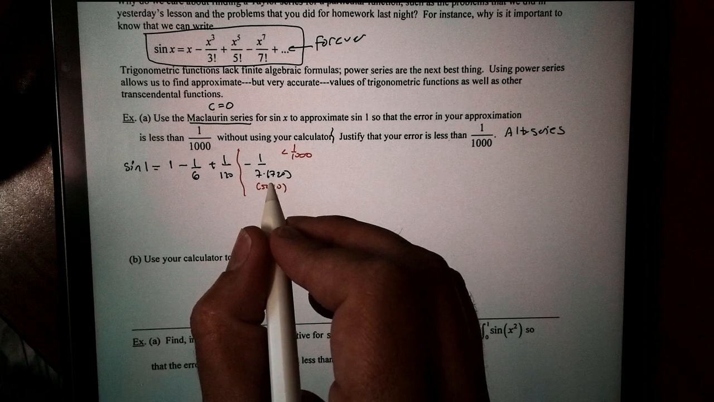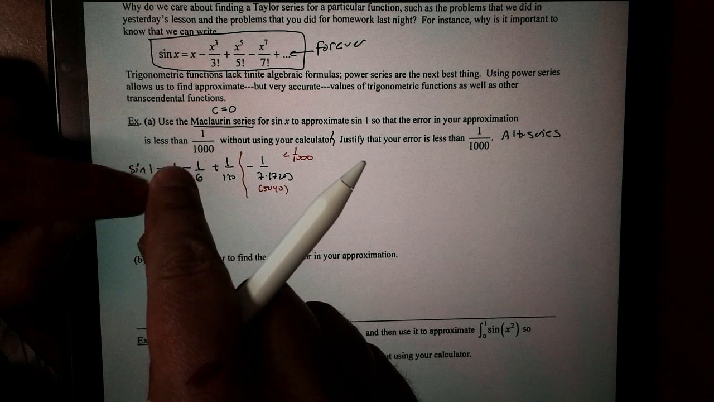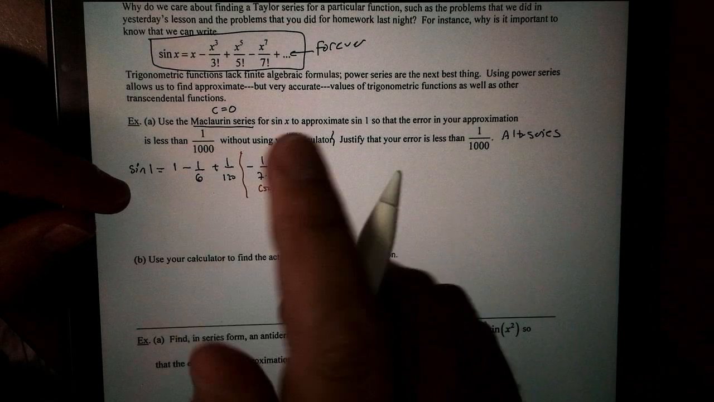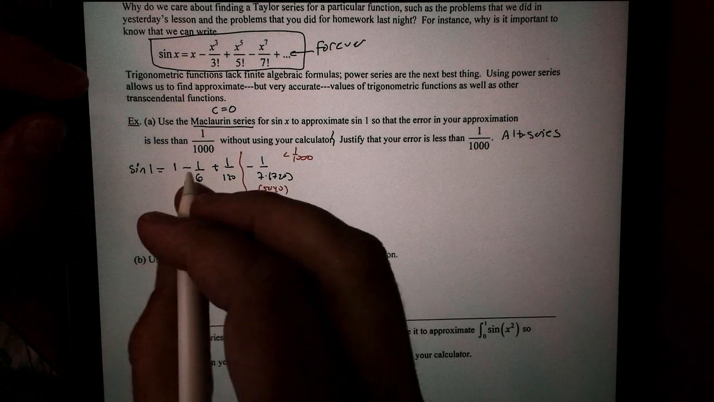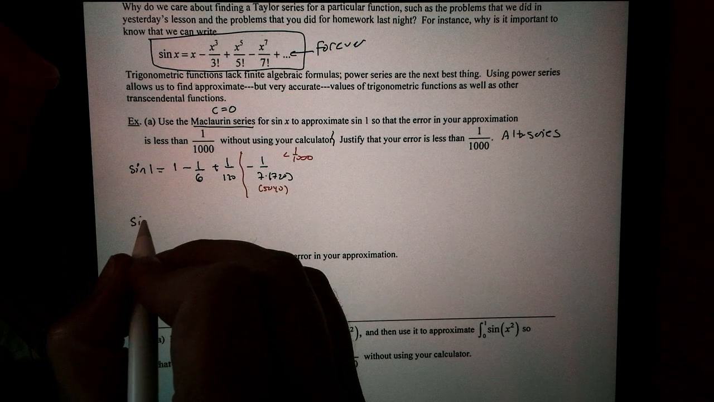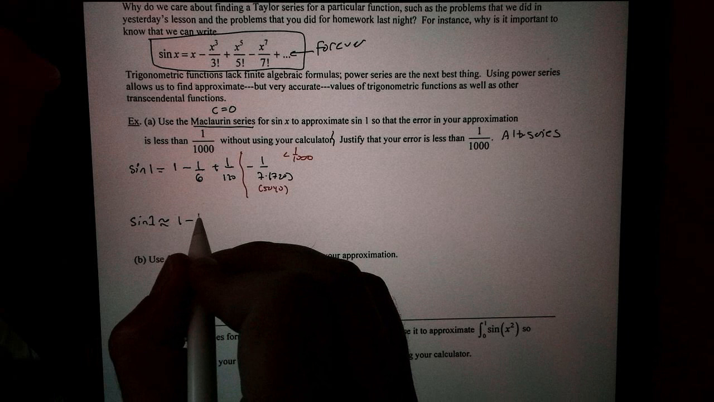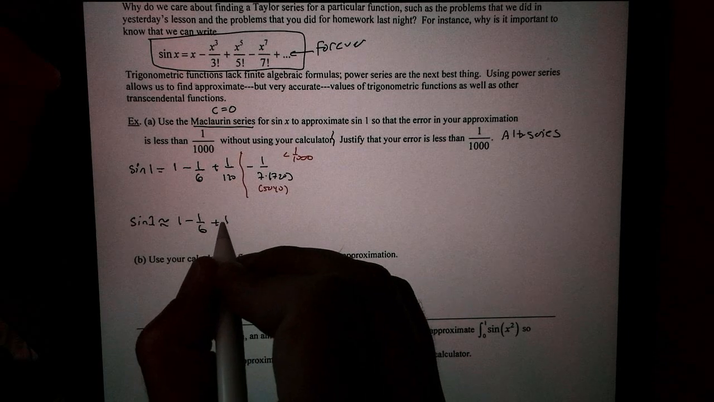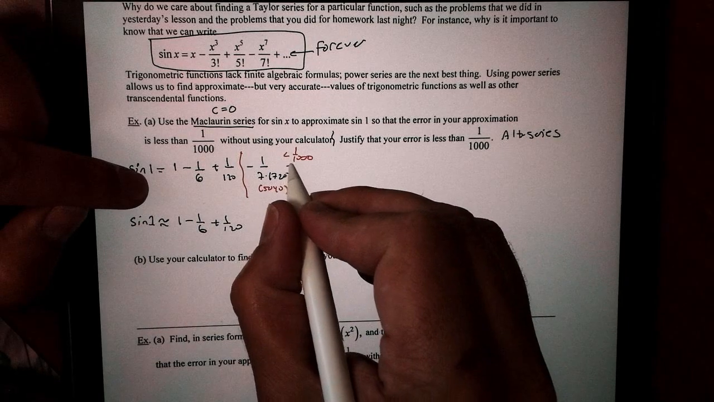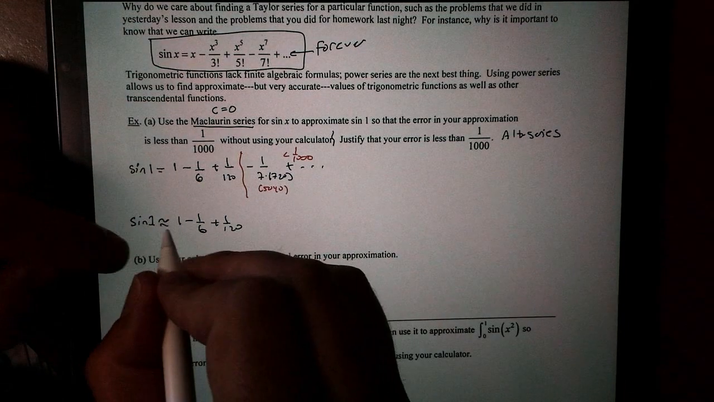So I can stop here because remember, we want our approximation to be less than 1 over 1,000. And since it's an alternating series, we know that this is less than our next term. So we can now say with confidence that sine of 1 is approximately 1 minus 1 over 6 plus 1 over 120. Now notice up here I put the equal sign because we were using our series that goes on forever. But when I approximate, I put approximately.